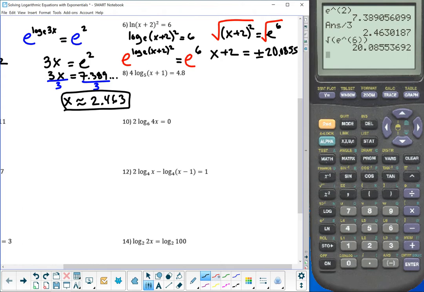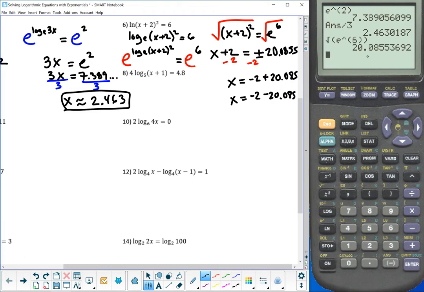So what I need to do is subtract 2. I'll actually write this one down. I'm not in the habit of writing it, but the minus 2 goes in front, and then you will actually have two sets of answers. x equals negative 2 plus 20.0855, or x equals negative 2 minus 20.0855.